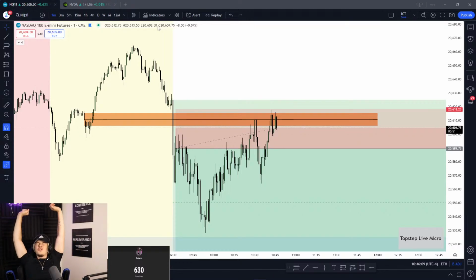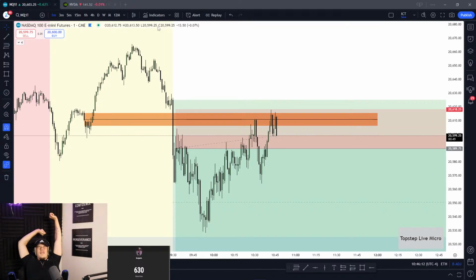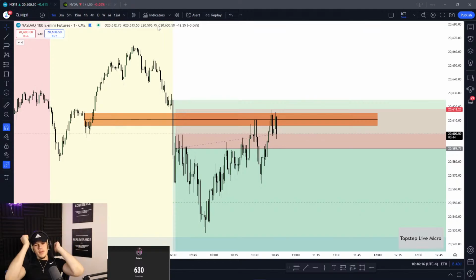Oh, I gotta stretch, man. Oh, I need a better chair. I need to buy like a Herman Miller because this chair is not the most comfortable thing.